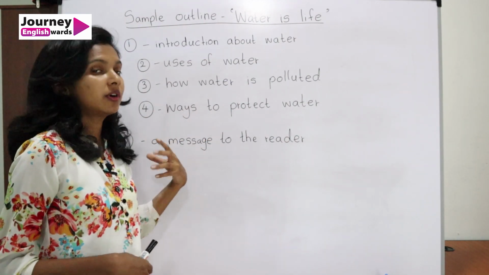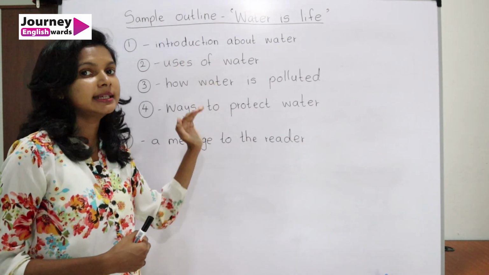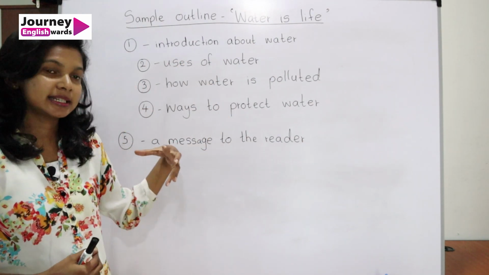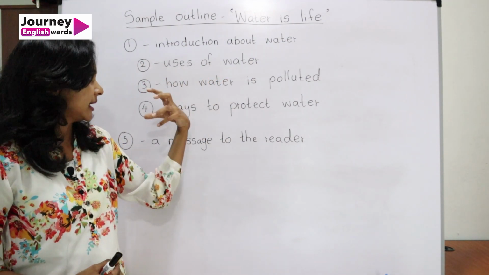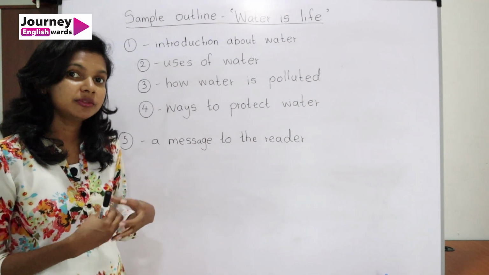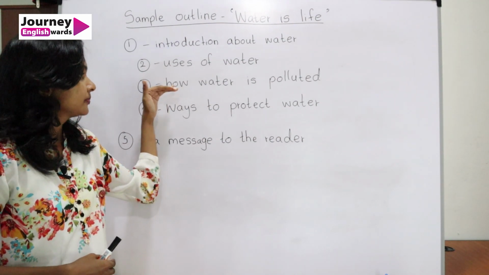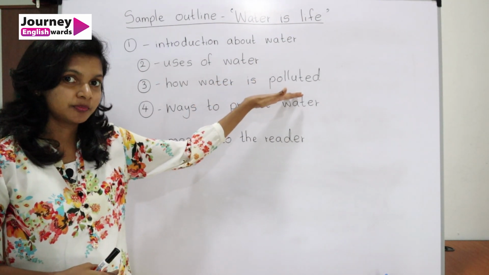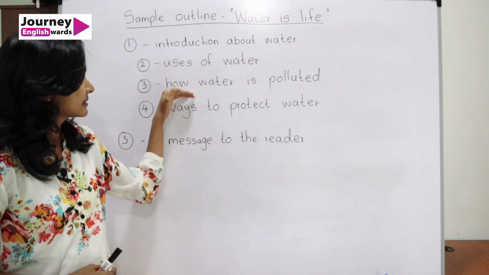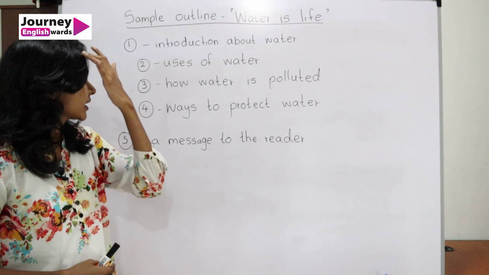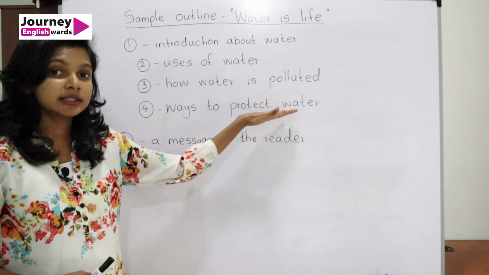Then you can include all the facts you know about water. But remember, you need to organize the information. My suggestion is, in the second paragraph you can write about the uses of water. That means the activities humans do using water. And after that, in the third paragraph you can explain how water is polluted. You can take a lot of examples from nowadays situations and describe how water is polluted. And in the fourth paragraph you can write the ways to protect water.